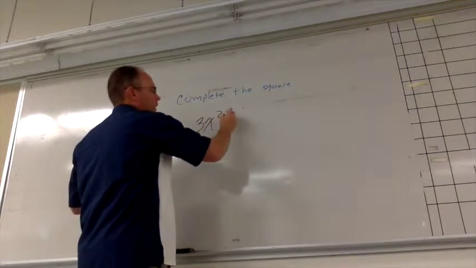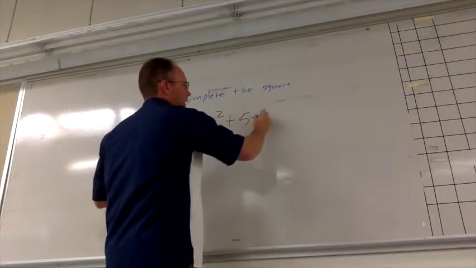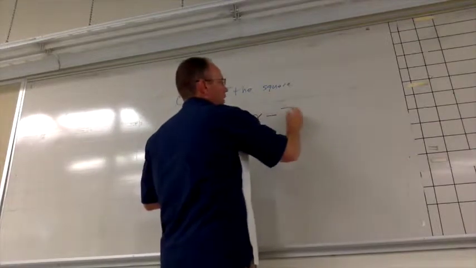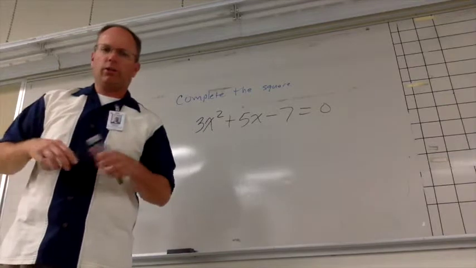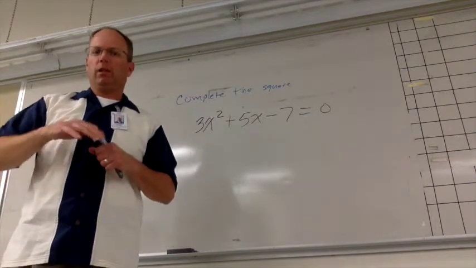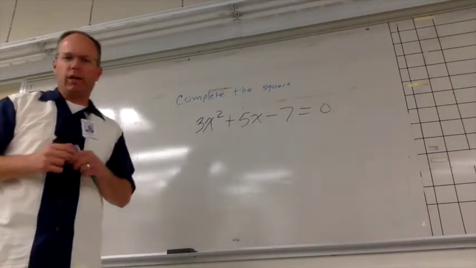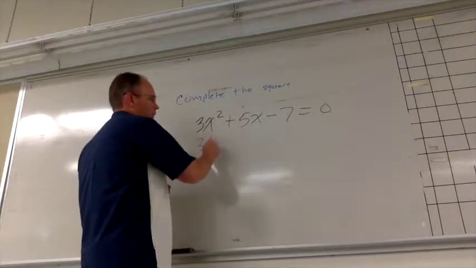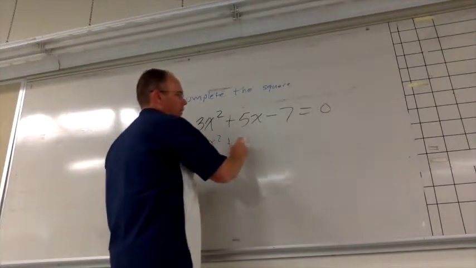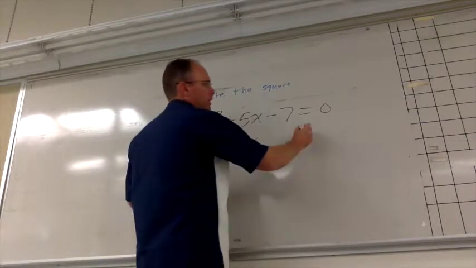So let's say we had 3x squared plus 5x minus 7 is equal to 0. Okay, let's start this out the same way as the other one. Let's move the constant over to the other side. So the negative 7 needs to move over. So I'm going to now get 3x squared plus 5x, I'm going to leave that space, is equal to 7.